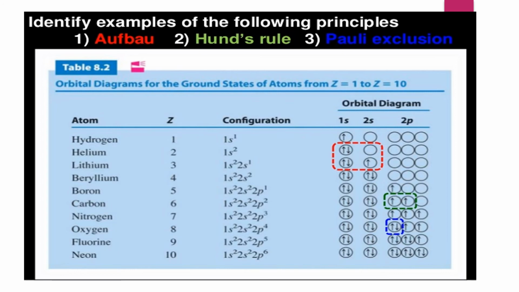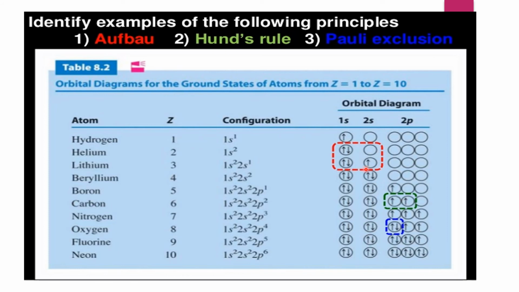Observing the electronic configuration of these elements, now try to understand and identify which rule is obeyed in filling up these electrons. For example, hydrogen 1s1, helium 1s2, lithium with atomic number 3 enters 1s2, 2s1. So here 1s2 and then 2s1. Which principle is followed here? The first orbital, 1s, is completely filled and then 2s is filled.